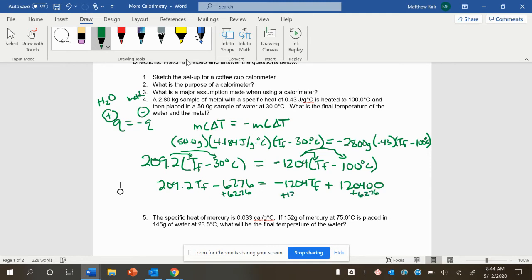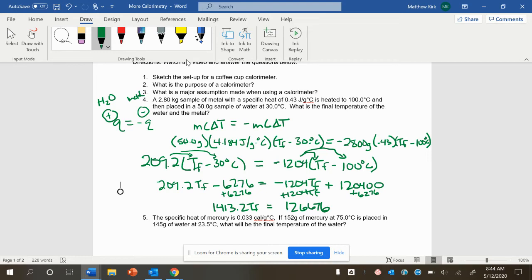And add my 1204 TF to both sides. I know it's so annoying, right? So 1204 plus 209.2, I get 1413.2 times my final temperature is going to equal 120400 plus 6276, which is 126676, and then divide both sides by 1413.2.